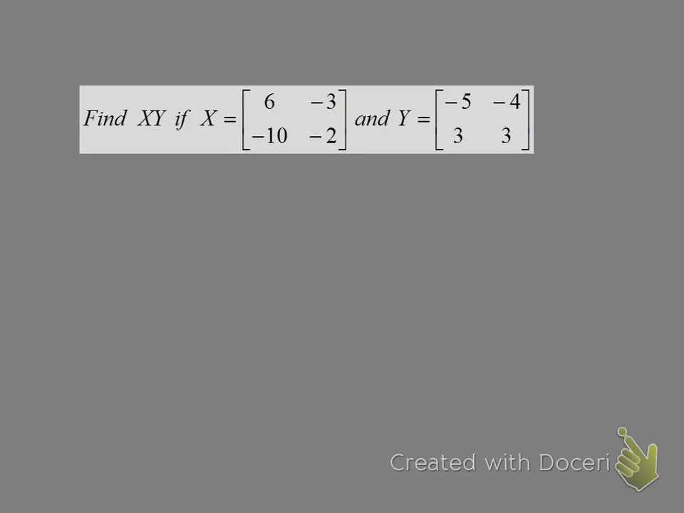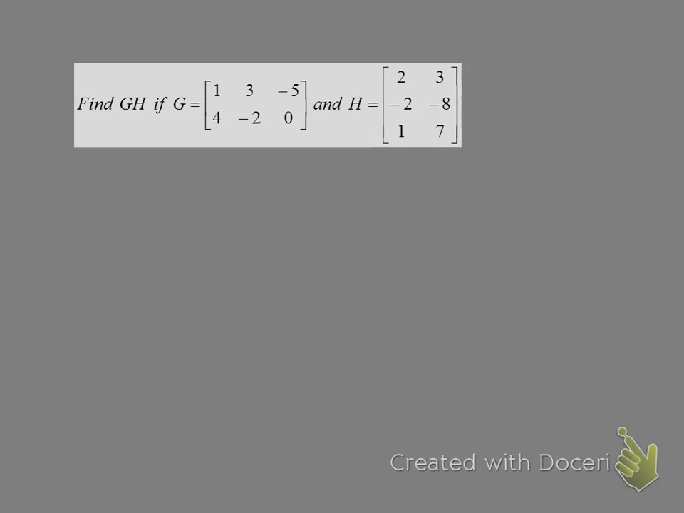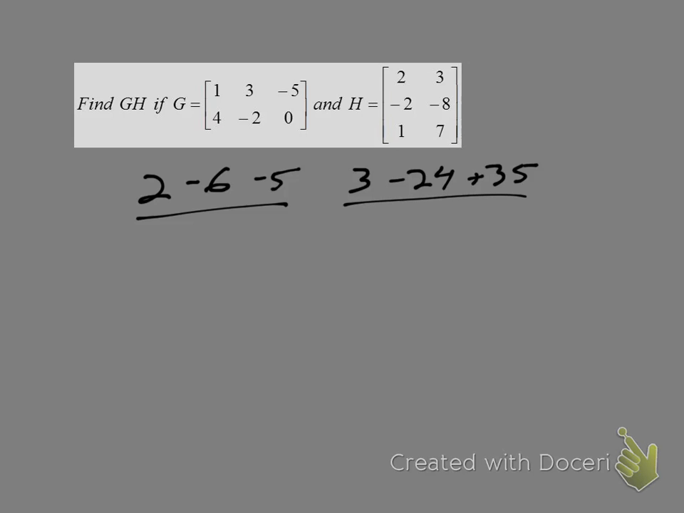Anyways, alright, so let's check these real quick, okay? So G times H, do your first row times your first column. So 1 times 2 is 2. 3 times -2, -6. -5 times 1, -5. Okay, so notice how I'm just changing the signs as I go there with this now, okay? So 1 times 3 for the first row, second column gives you 3. 3 times -8, -24. 5 times 7 is 35. So that should be there.